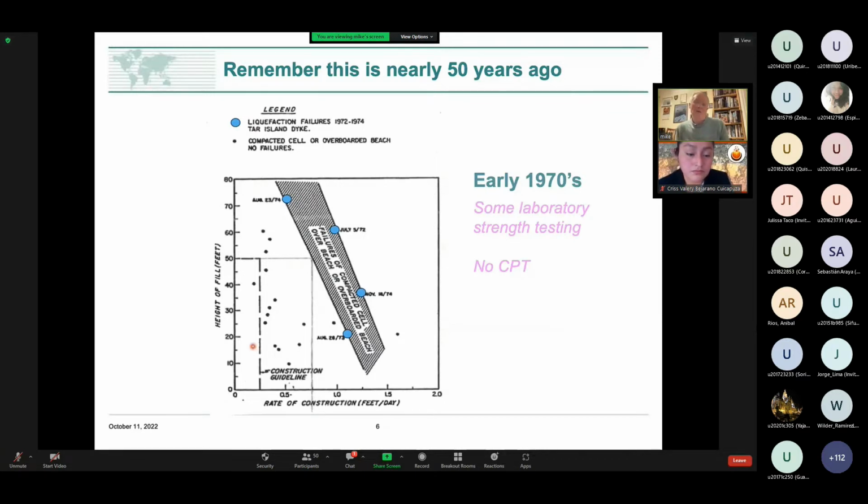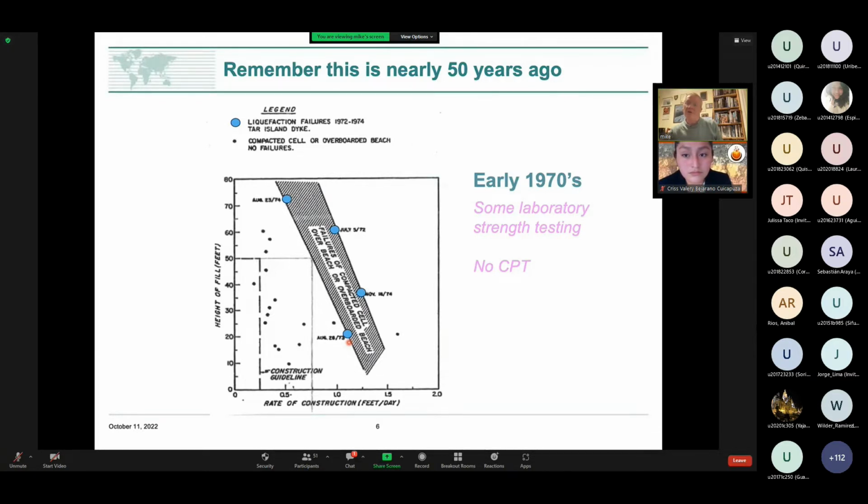In those days, people very much believed that the way to do safe upstream construction was to control the rate of rise. So the guys were putting in quite a lot of effort into looking at various rates of placement of fill over the tailings and how high they could go before they would trigger a failure. So all those blue dots are failures. And in the early 1970s, when this was being done, and keep in mind, this was people learning how to construct an upstream tailings dam.